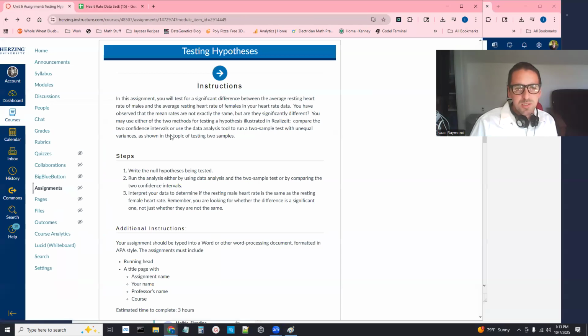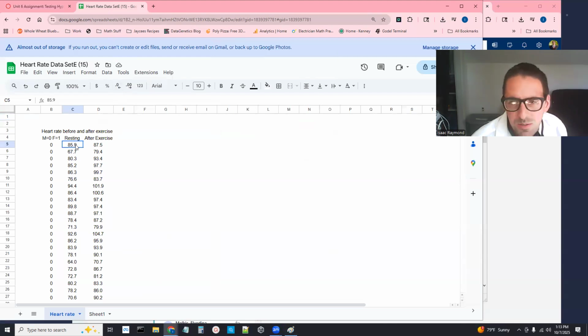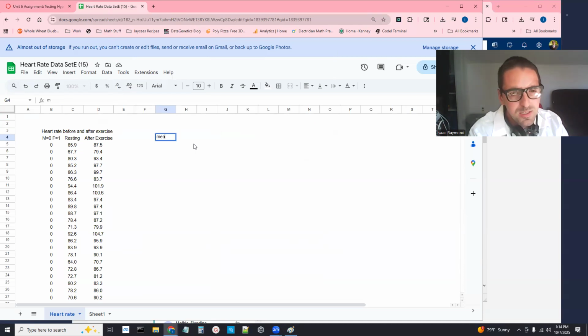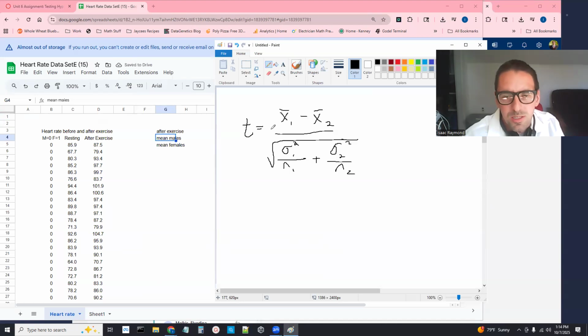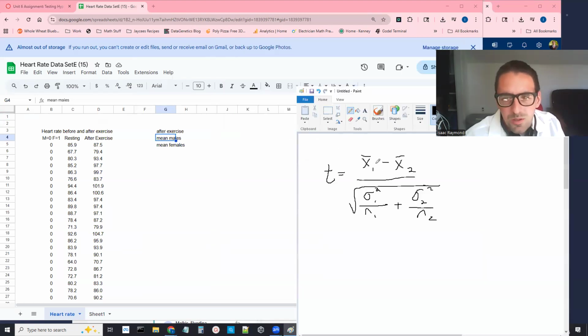And let's see, what do they want us to do? They want us to compare resting heart rates. So I'm not going to do that because I don't want to give away the answers. I'm going to do it for after exercise. What I want is the mean for males and the mean for females. This is for after exercise. Just emphasizing that because you're doing resting heart rate according to the instructions. So the means are these numbers up here. I'll make this one the males and this one the females.